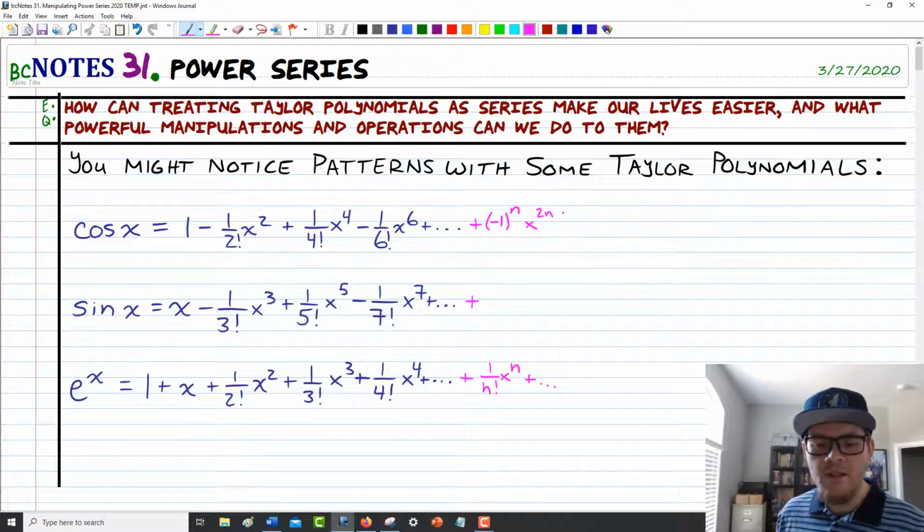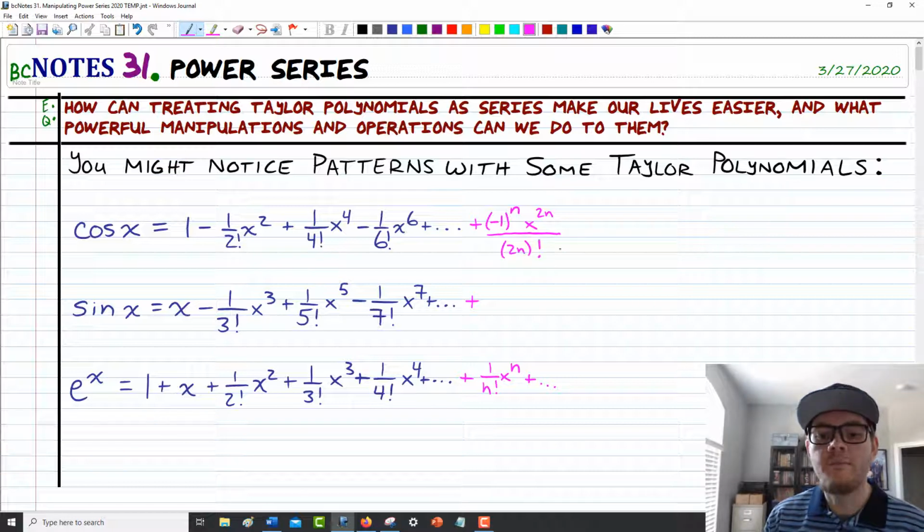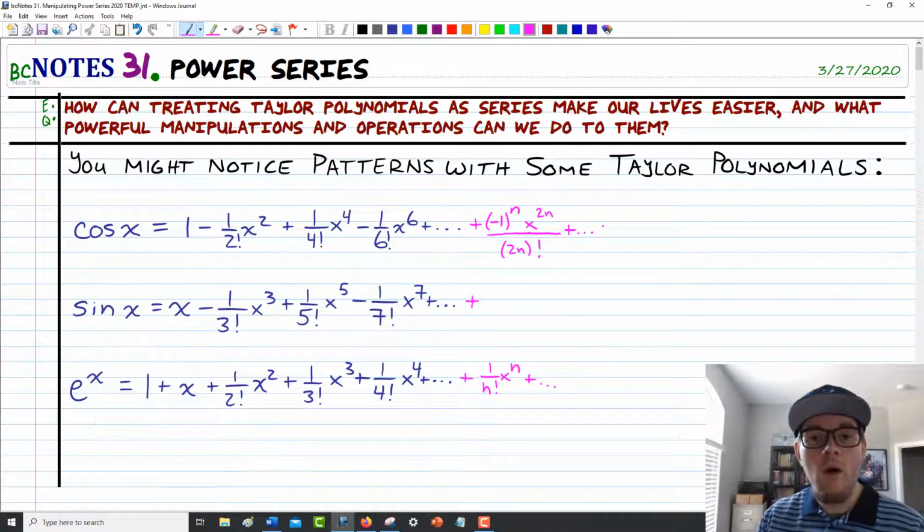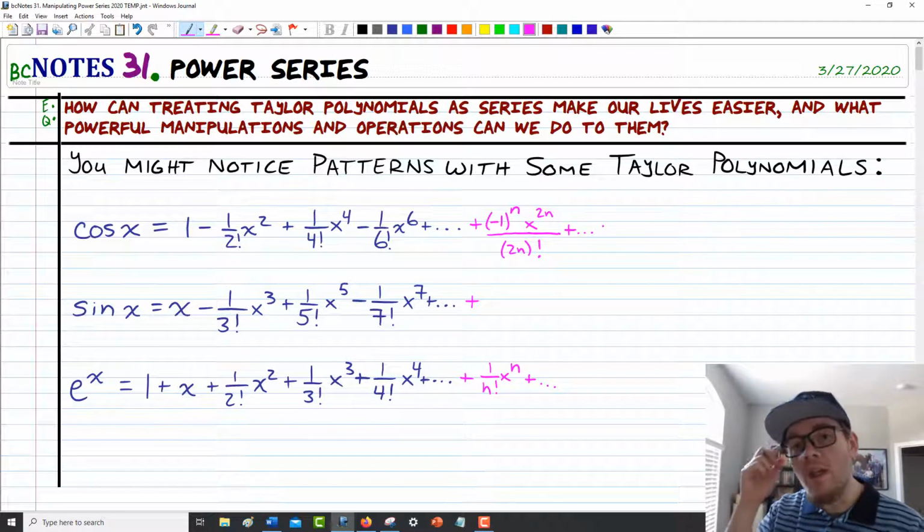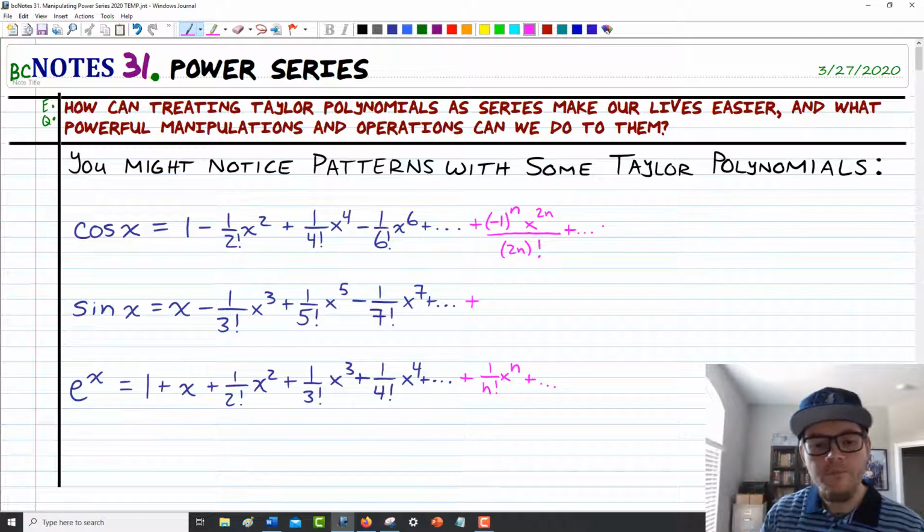And then down below in the denominator, that value is just the same as the power. So that should be just 2n factorial. And then, of course, just like before, we need to complete this thing by adding that it would go on forever, so that way we can say it's literally equal to cosine of x.